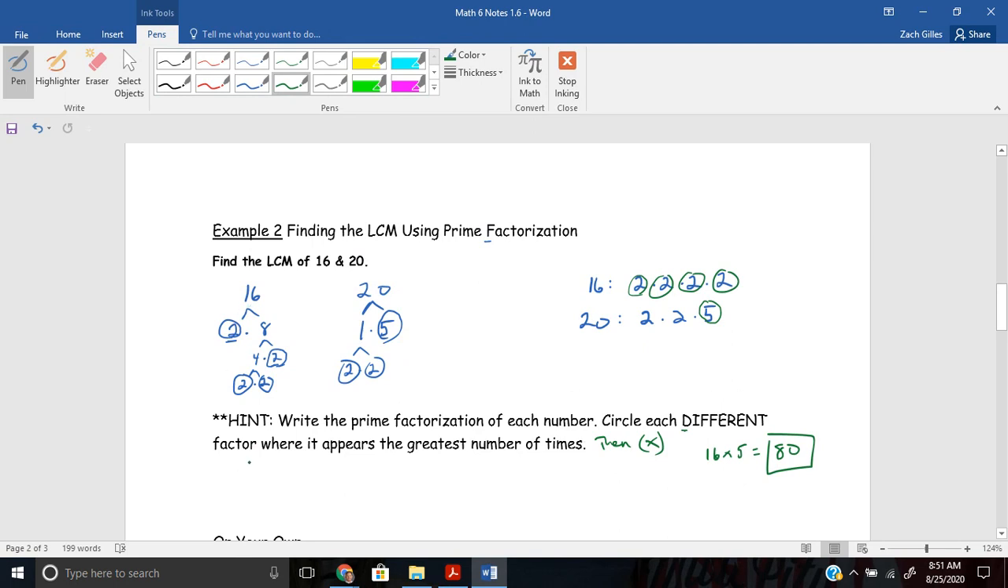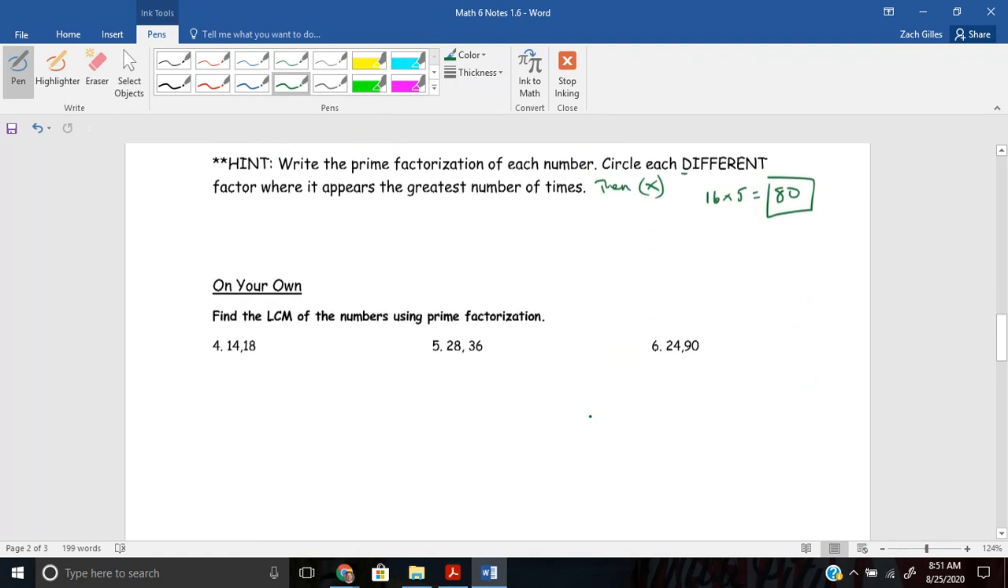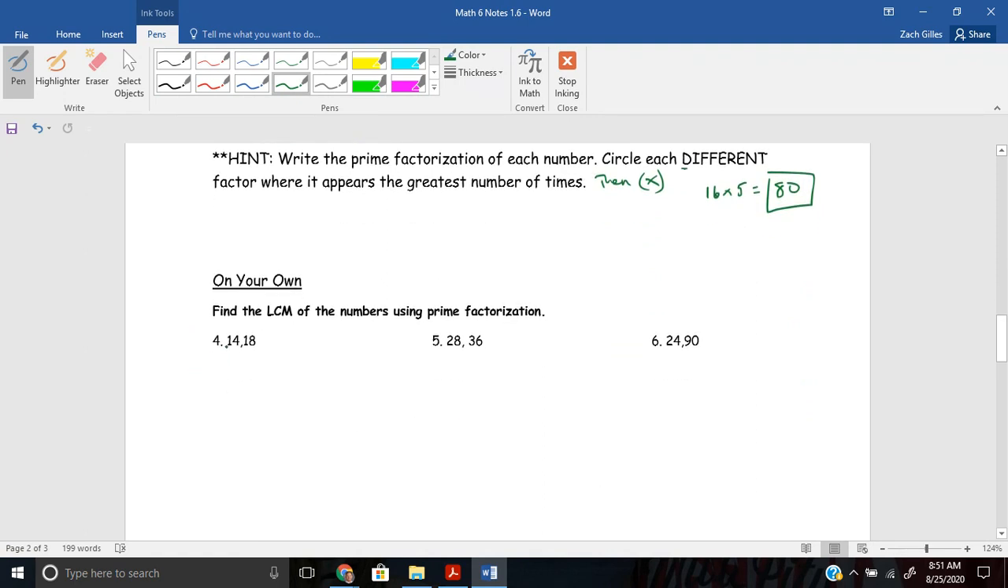16, 32, what comes next, right? It might take a while for you to think about that. So using prime factorization is just another way. It's not the only way, but sometimes it can be quicker. I'll do one more of those examples here with you just to make sure that you have the hang of that. And then I'll let you try 5 and 6 on your own. Okay?